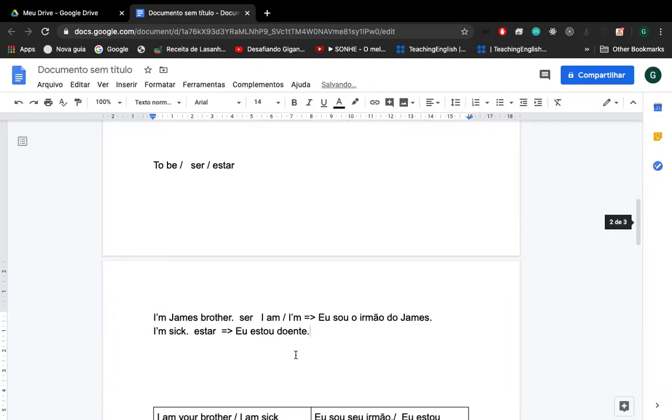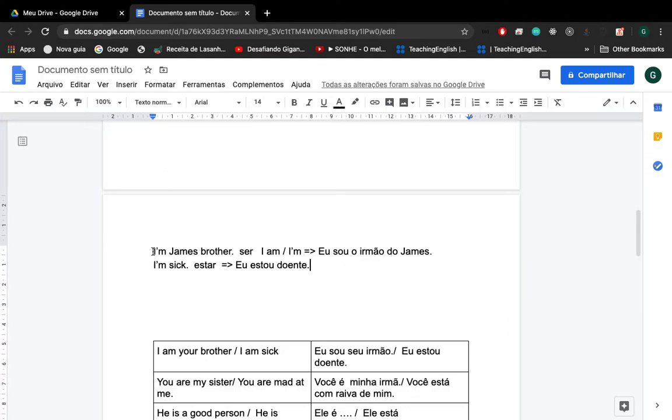Okay? All right, George. So how is the same verb being translated as different verbs in Portuguese? Okay? How am I gonna be able to tell the difference between ser and estar if they are both to be in English? Okay, let's take a look at the context here. When I say I'm James' brother, think of it this way. Can you stop being James' brother?